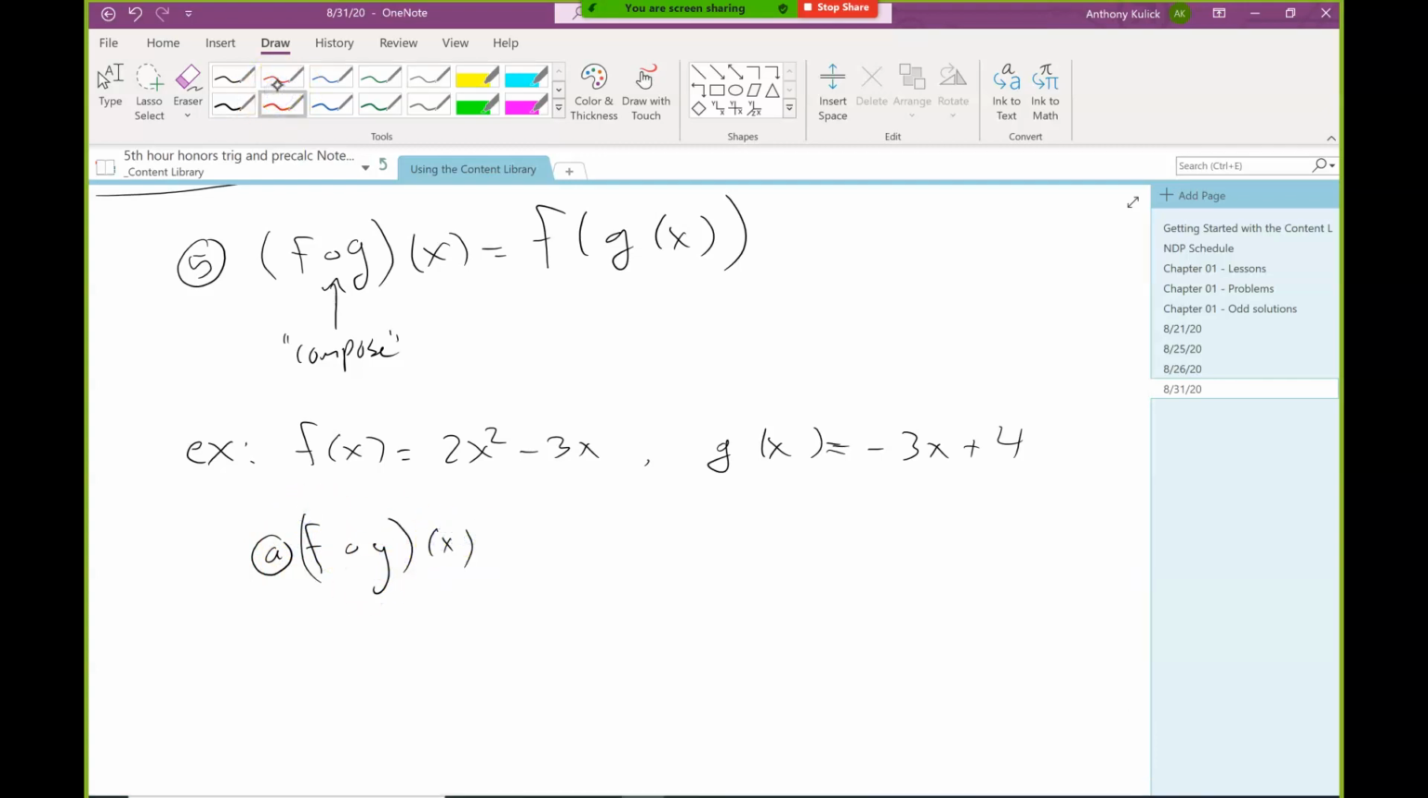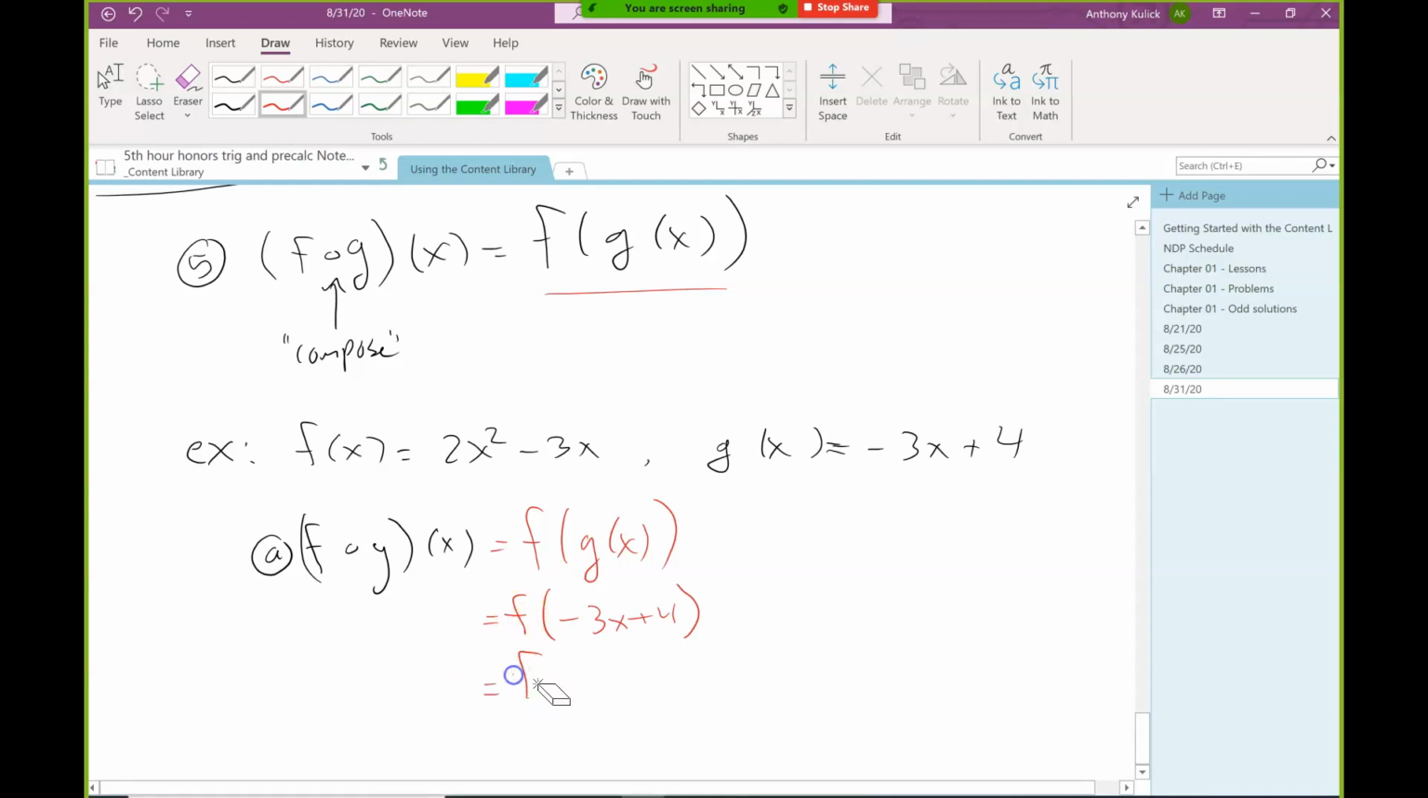So let's say we want to do f compose g of x. Well, from our definition above, we know that's the same thing as f of g of x. So I'll just start by replacing g of x with the expression that it's equal to. And now if I have f of something, what I do is I plug that something in to f everywhere where there's an x. So into f of x, everywhere I had an x, I'm going to replace that with negative 3x plus 4.